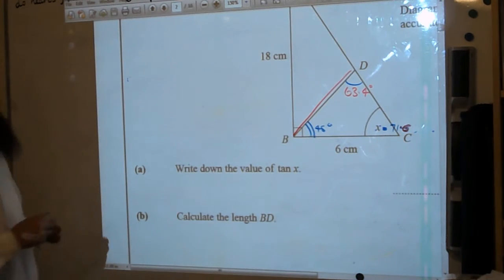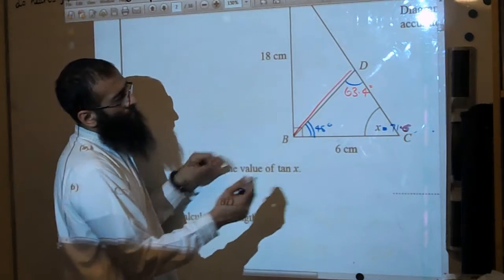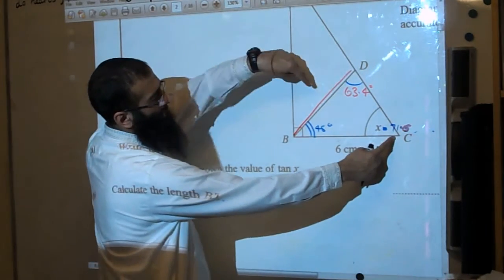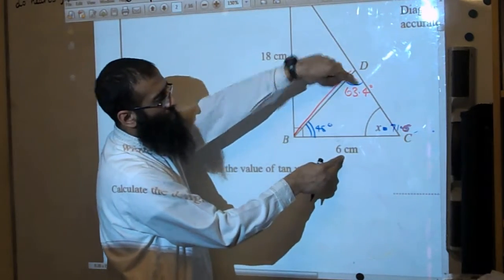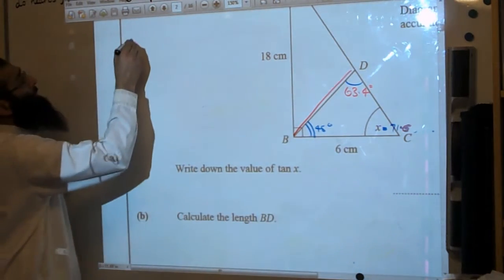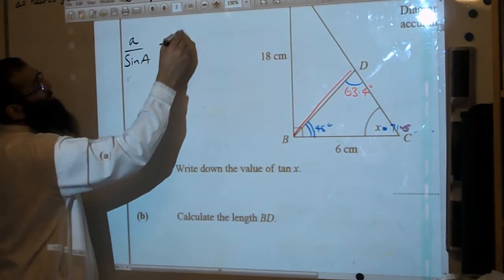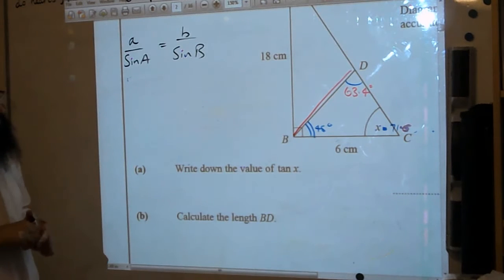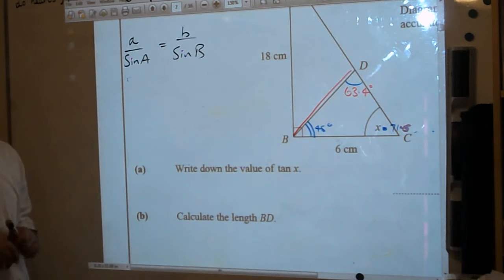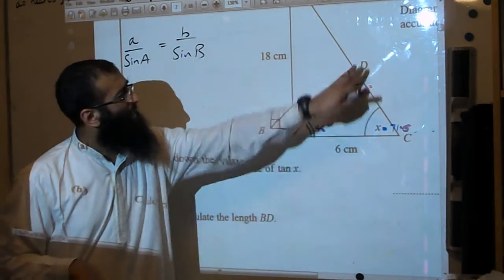If we look at it this way, as the angle bisector, what do we know here? We want to work out the red side. We know the angle, we want to work out the side. We know this angle, and we know this side as well, so we know this pair of information. What do we use for that? A over sine A, and B over sine B. That is the sine rule. Here we have B, C and D.